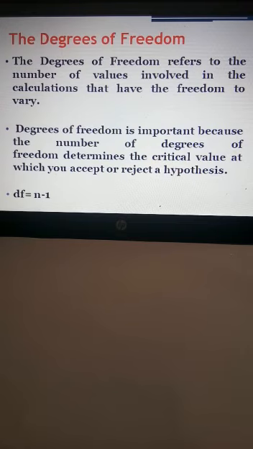So degrees of freedom is very important to calculate the critical value, and the formula we generally use to calculate the degrees of freedom is: degrees of freedom is equal to n minus 1. Here n is the number of observations. So it is the basic formula for the degrees of freedom. Now we will see how it changes according to the test.